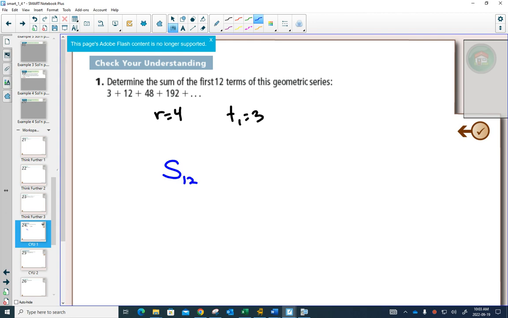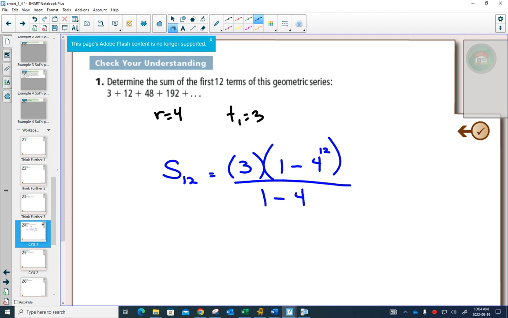We're dealing with a geometric sequence, so we go to term 1. Term 1 we know is 3. Bracket, 1 minus r, which is 4 to the exponent of 12, over 1 minus 4.